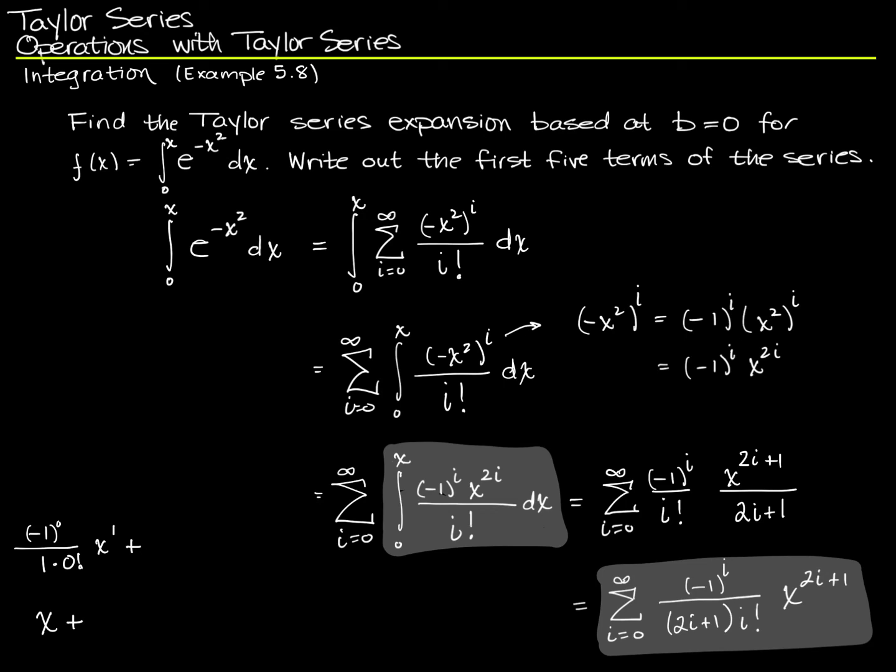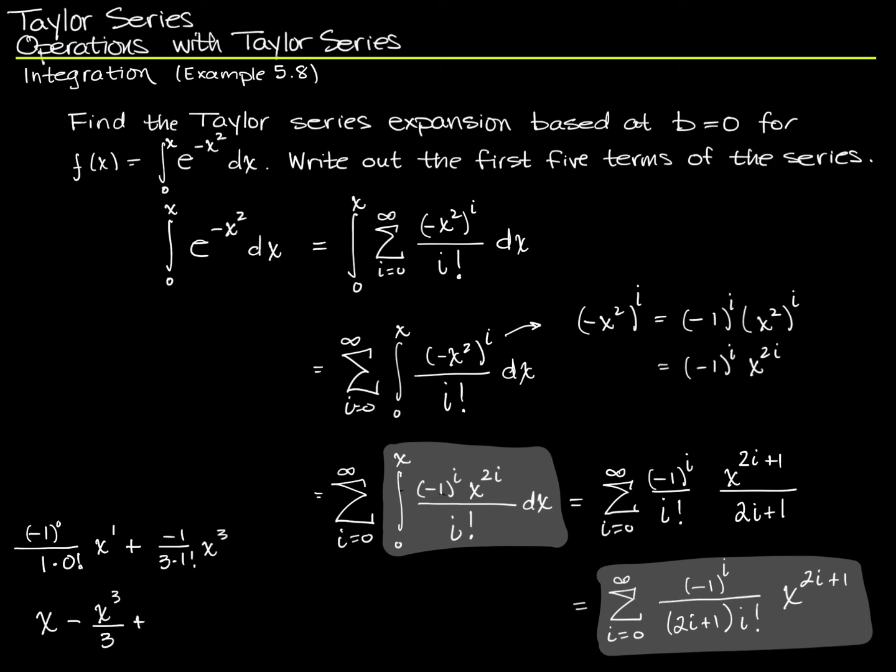My second term comes about when i equals 1. So I get negative 1 to the power of 1, which is negative 1, over 2 times 1 plus 1, which is 3, times 1 factorial, and x to the power of 2 times 1 plus 1, or 3. So my second term is going to be negative, so I'll write it as minus x cubed over 3 times 1 factorial.